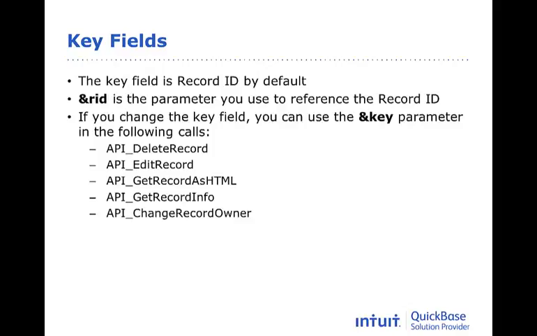If you use a field other than the record ID field as the key field, you may be able to replace the RID parameter in many of the API calls with the key parameter. The following API calls support this substitution: API delete record, API edit record, API get record as HTML, API get record info, and API change record owner.